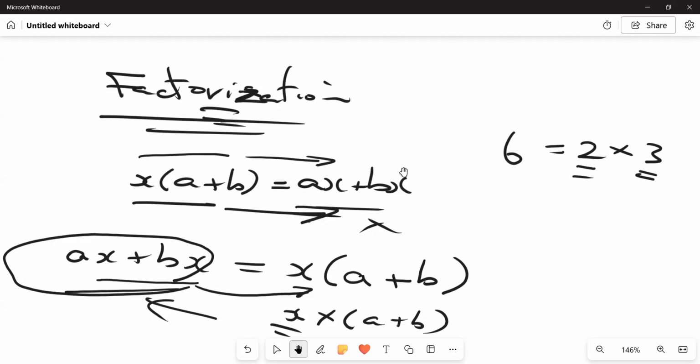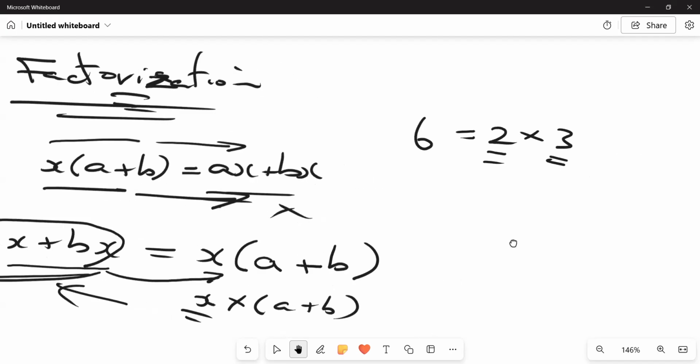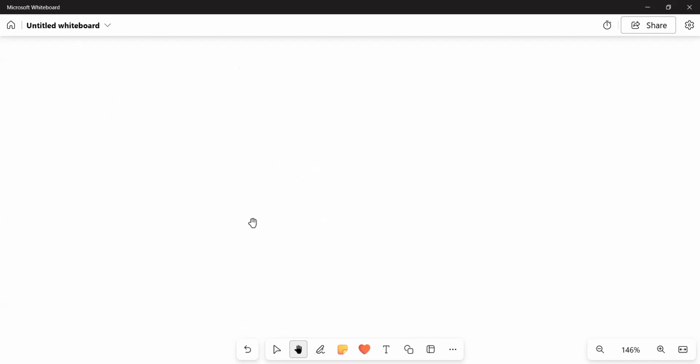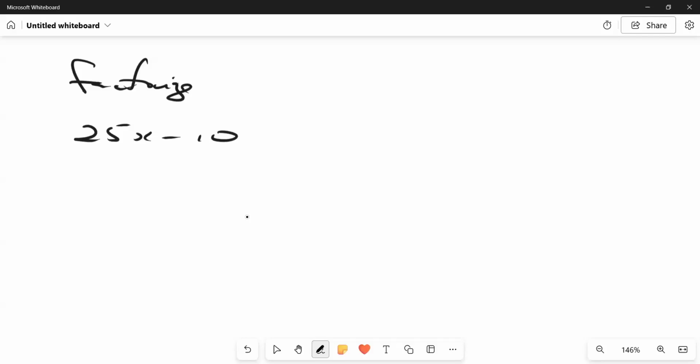And throughout all of this, we're going to use the distributive law. I'll do a couple of examples, simple, going on to some very complex ones. So let's see some examples, very, very simple ones. Let's say you have to factorize 25x minus 10. What's the common factor there?